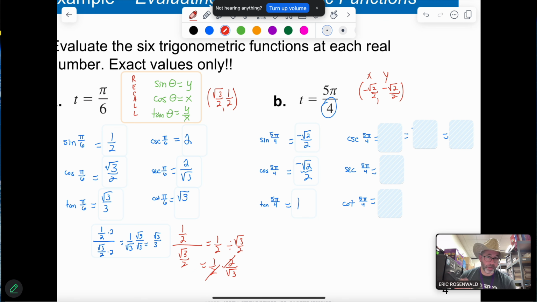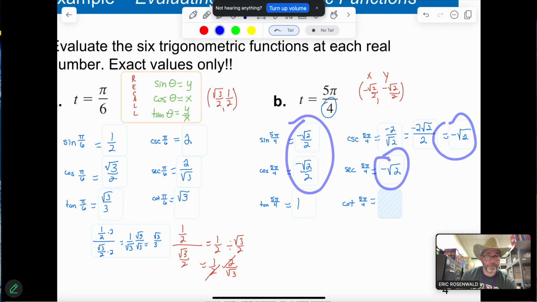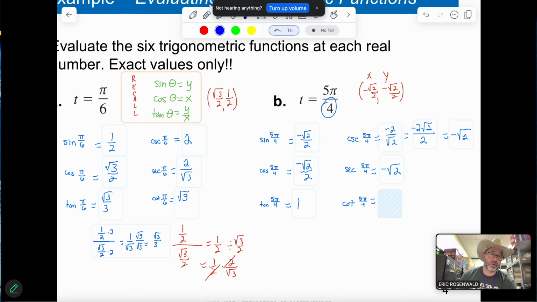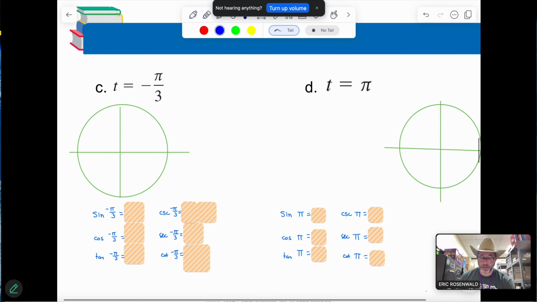Let's take the reciprocals of each of these. Negative 2 over root 2. Rationalize it. We'll multiply both the top and bottom by root 2. And then we simplify, we get negative root 2. Same thing for this one, obviously, because we have the same values here. So these two should also be the same. Okay? And then the reciprocal of 1, well, if it's 1 over 1, it's just going to equal a 1. All right, let's move on to the next one.